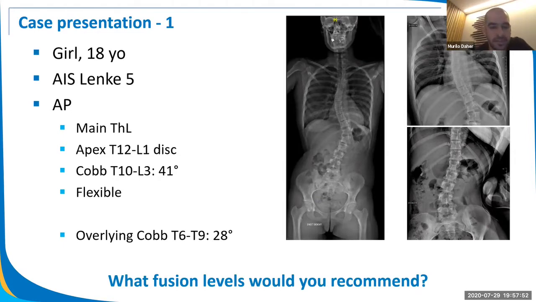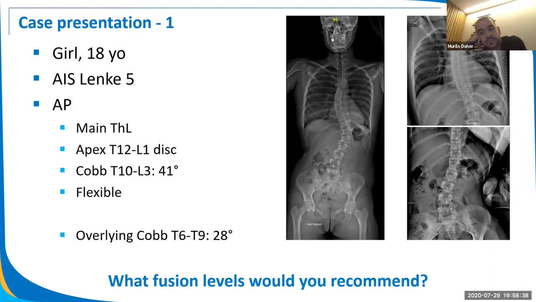Answer it. In my opinion, this is a 5C, and the trunk is decompensated to the left. I can't see the clinical photos, but if the patient doesn't have an important rib hump, I would think about doing only a selective lumbar fusion, going Cobb to Cobb. Maybe T10 to L3. Yes, more or less like this.